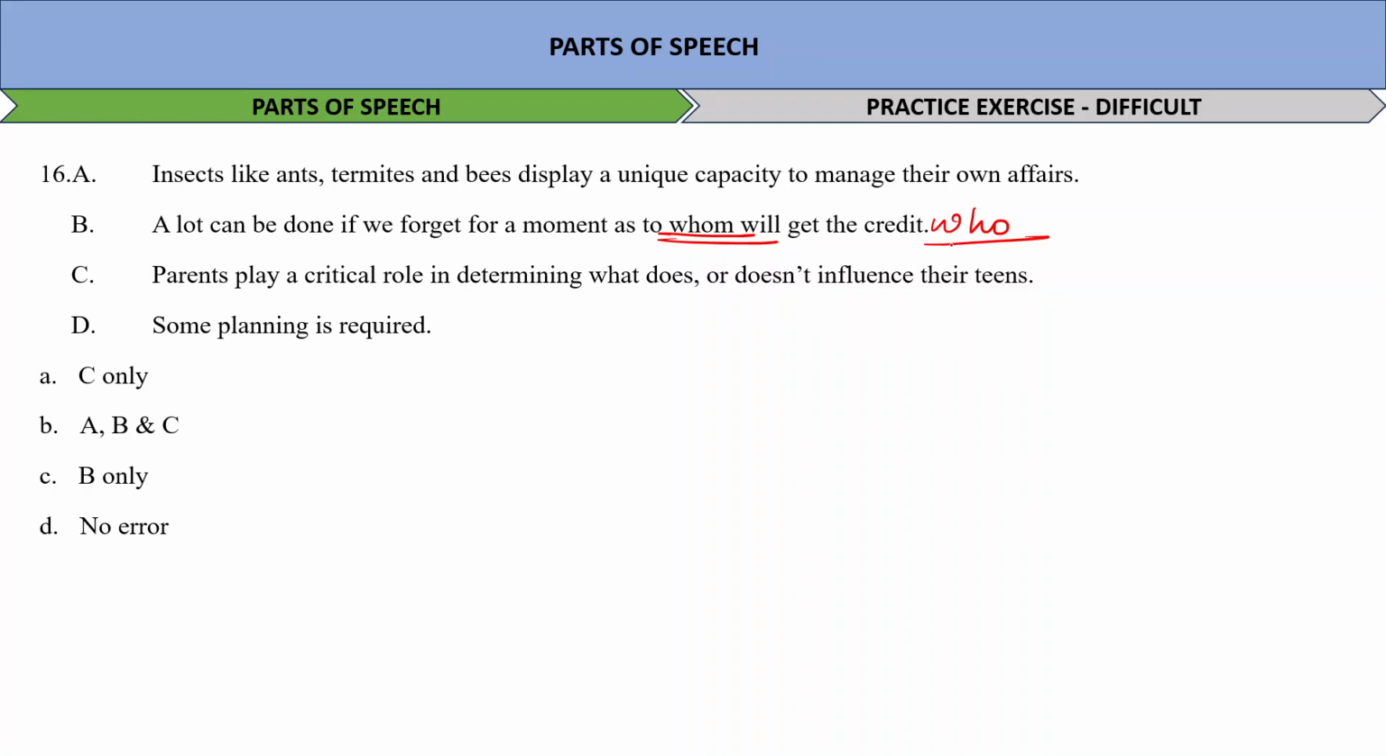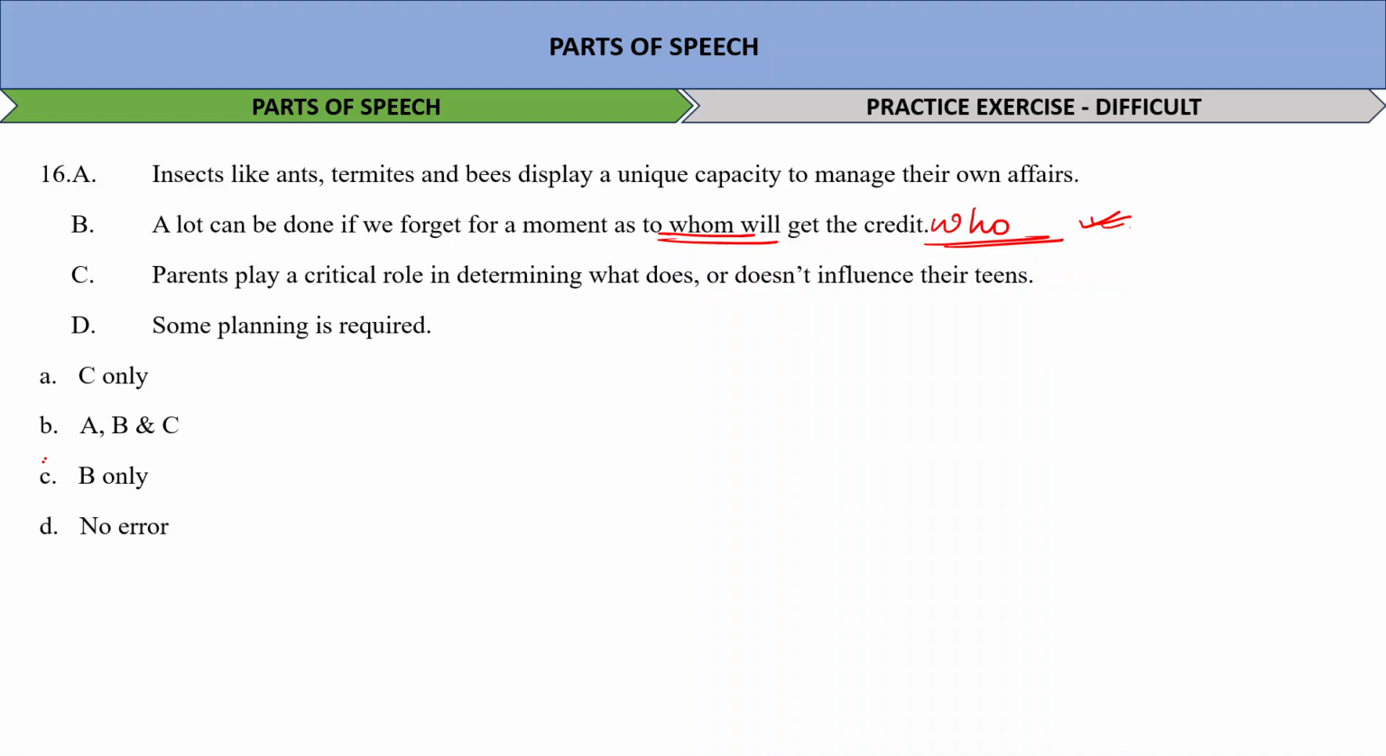Then parents play a critical role in determining what does or doesn't influence their teens. Some planning is required. Okay, I think we are good to go with this question because sentences A, C and D are appropriate. Only there was an error in B, and according to that, the option which we will choose is option number C.